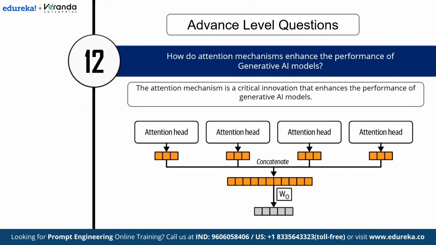The text at the top states that the attention mechanism is a critical innovation that enhances the performance of generative AI models. The diagram shows how multiple attention heads process information in parallel. Each attention head focuses on different aspects of the input sequence, allowing the model to capture complex relationships and dependencies between different parts of the data. The outputs of these attention heads are then concatenated and processed further to generate the final output. This multi-headed attention mechanism enables the model to learn more detailed representations of the input, leading to improved performance in tasks such as language translation, text summarization, and image generation.